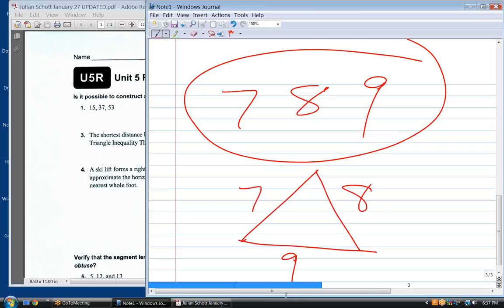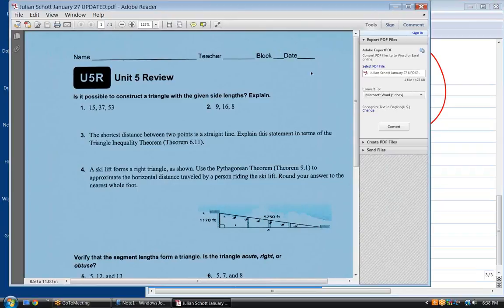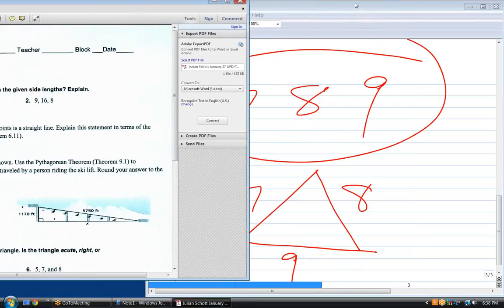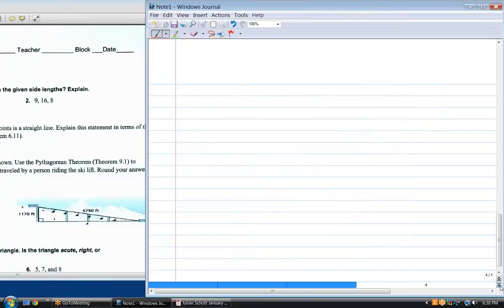You cannot make a triangle that has these three sides because it violates the rule. So you have to check both conditions for every side of the triangle until you can say that no, you can't make a triangle out of that. Okay. Let's look at the second one.